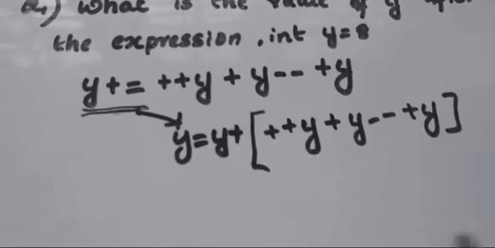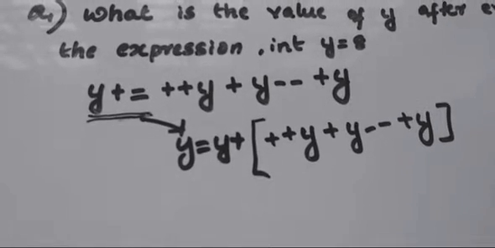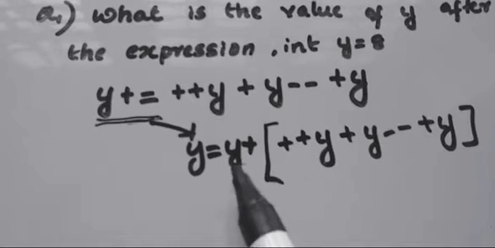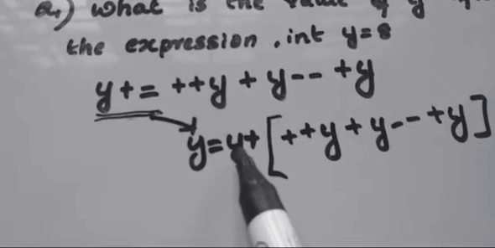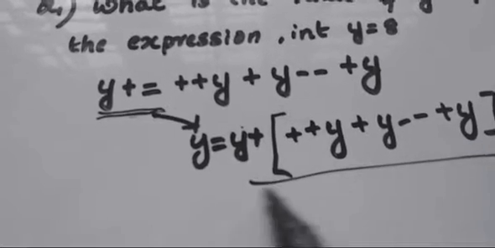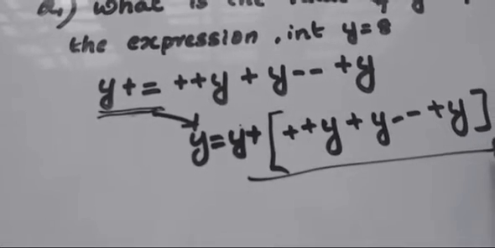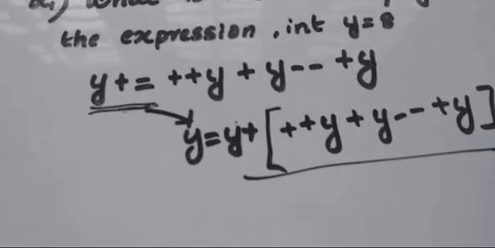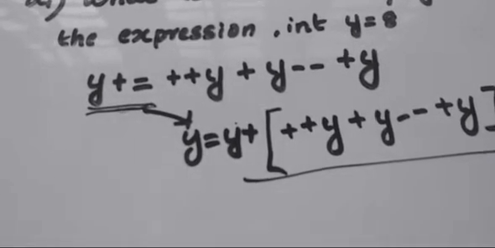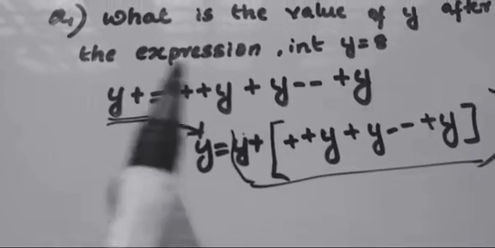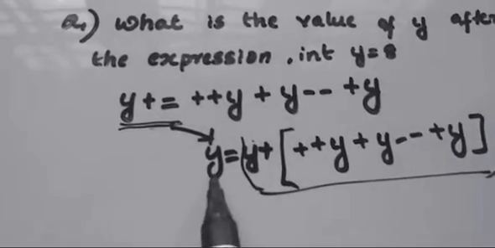Clear? Now we want to substitute the value of y in this expression. So we are going to substitute the value of y from here to here. After substituting that value and after evaluating it, the final result that comes after evaluating the entire thing should be assigned to this y. Okay.